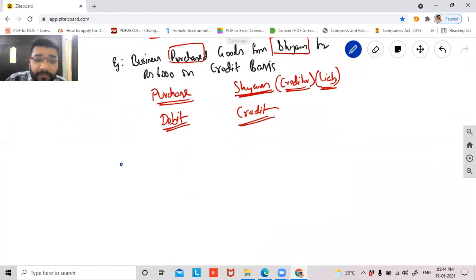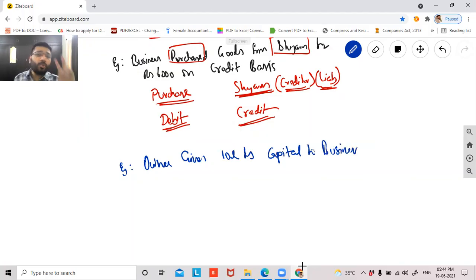Third transaction. Owner gives 10 lakh rupees capital to business. Please tell me in this which two accounts are affected? Owner gives 10 lakh rupees in cash as capital to the business. Tell me guys, which two accounts are affected?